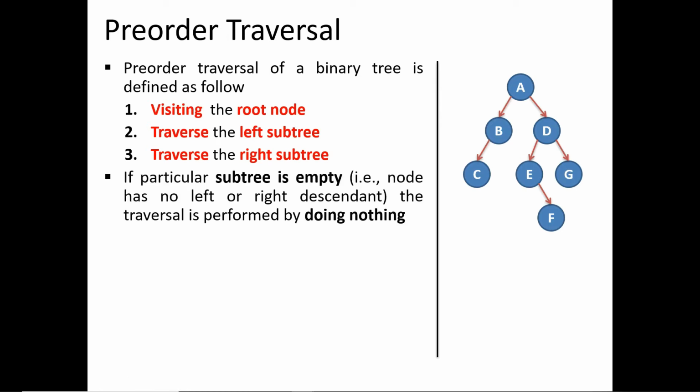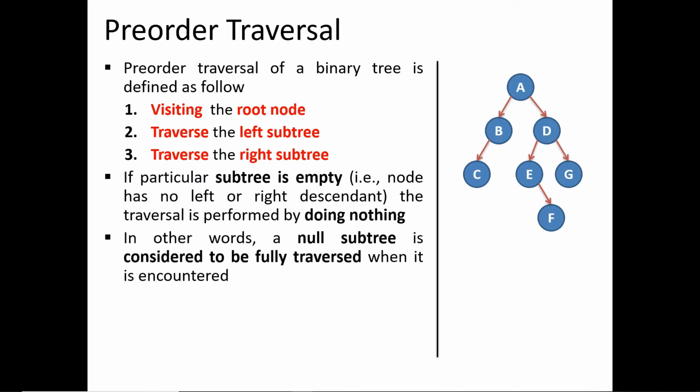Now, if a particular subtree is empty, that is, the node has no left or right descendant, the traversal is performed by doing nothing. In other words, a null subtree is considered to be fully traversed when it is encountered.